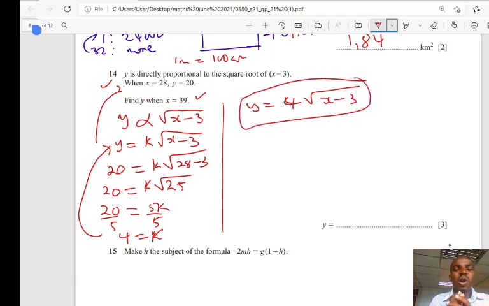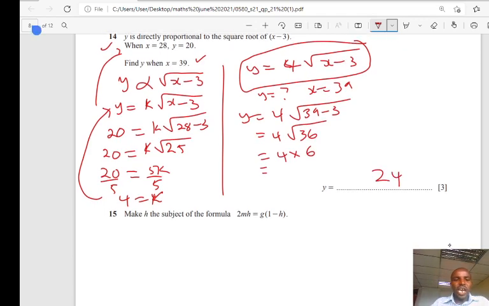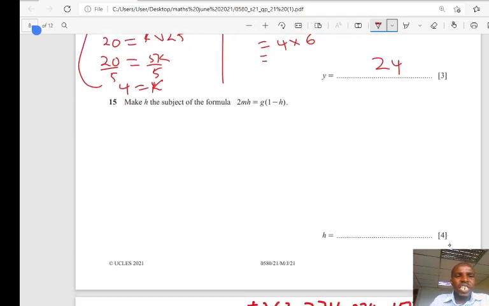Now we can answer our question. Find y when x is equal to 39. Y is equal to what? When x is equal to 39, y is equal to 4 square root of 39 minus 3, which is equal to 4 times square root of 36. Square root of 36 is actually 6. 4 times 6, 24. We can say done. Next, question number 15.